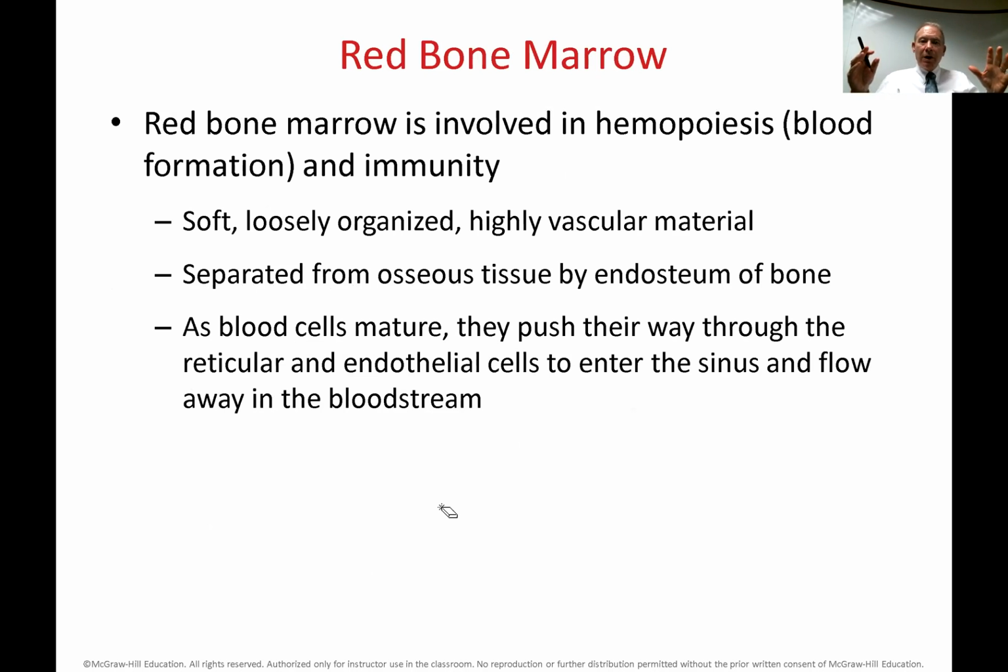Red bone marrow is where blood is made. The textbook calls it hemopoiesis. A lot of other sources will call it hematopoiesis. It's the same thing. So now, don't forget, if we're talking about the immune system, we're talking about white blood cells, and probably more so than anything else, a particular type of white blood cell, lymphocytes. So the bone marrow obviously is directly involved because that's where blood is formed.